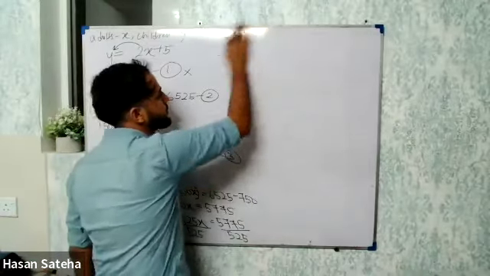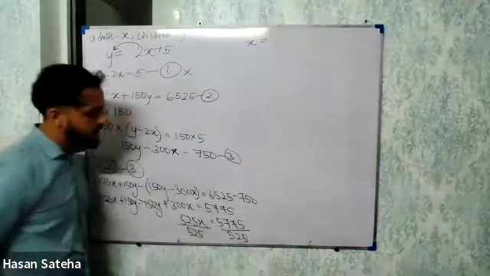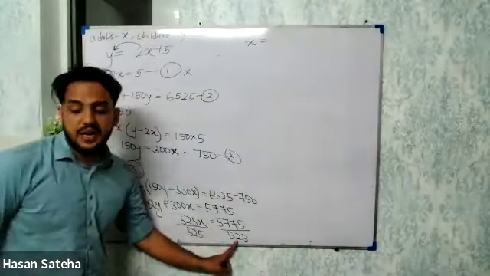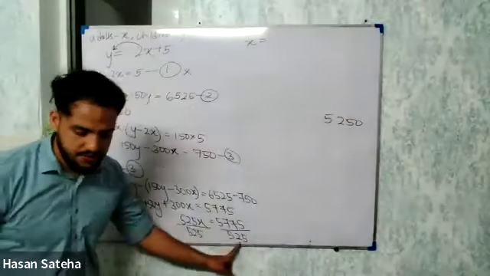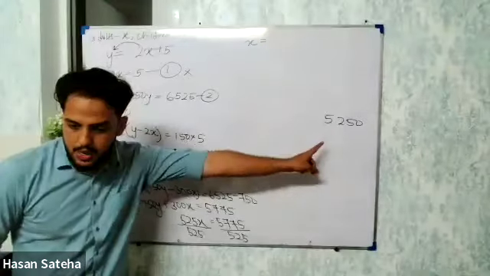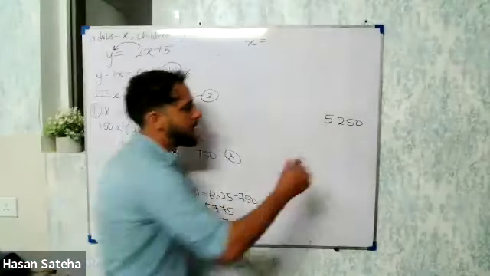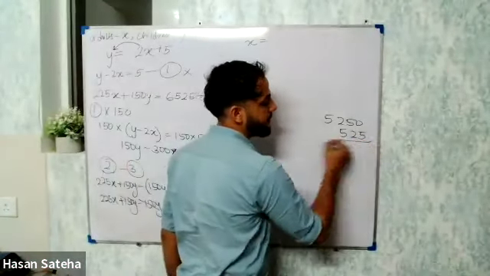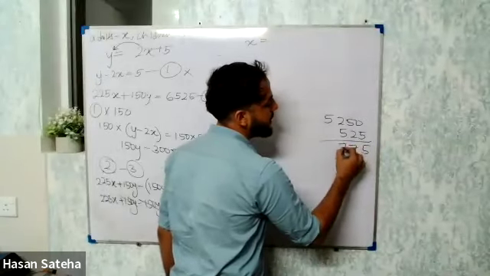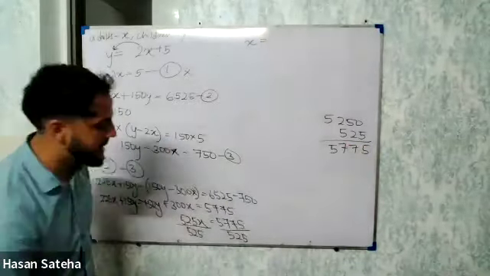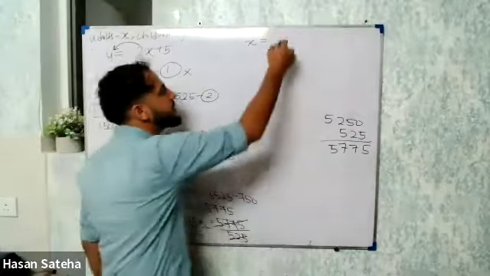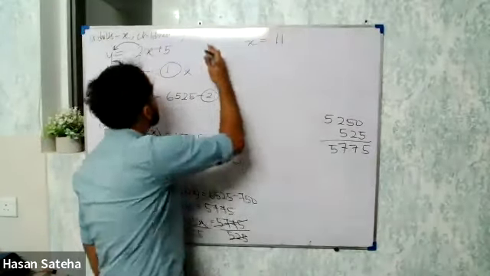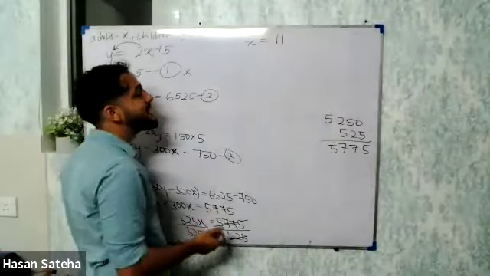Divide by 525 here. So x is equal to, now see here, divide by 525. 525 into 10, that is 5,250. Right? 525 into 10 is 5,250. You add one more 525. That means 11. If you add it, what do you get? 5,775. That means 5,775 divided by 525. That is equal to what? 11. So x is adults. So you have 11 adults.